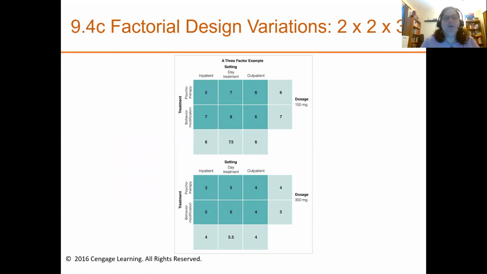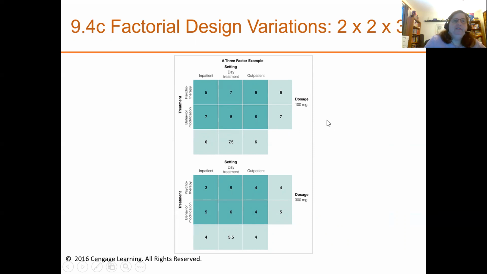Now if you really want to get complicated, here's a 2x2x3. Same setup: inpatient, day treatment, outpatient, psychotherapy, behavior modification. So what's different between this group and this group? It's the dosage. They're also getting a medication here, and the dosage up here is 100, and the dosage down here is 300. So as you might imagine, you have a lot of interactions to look at.